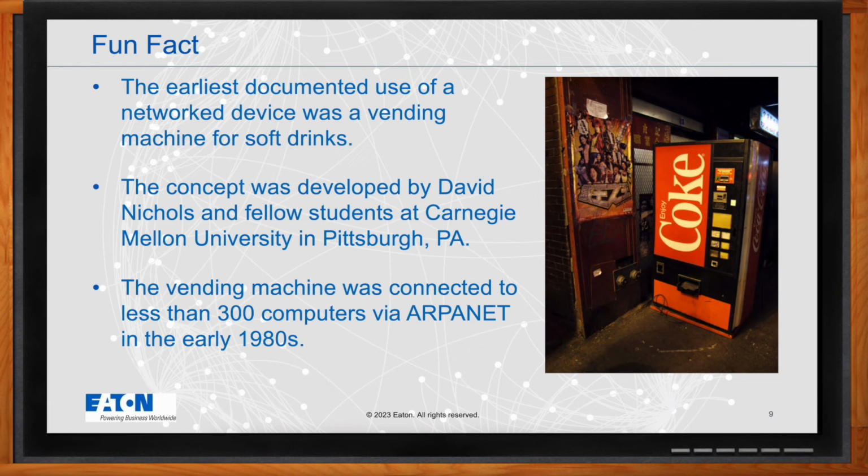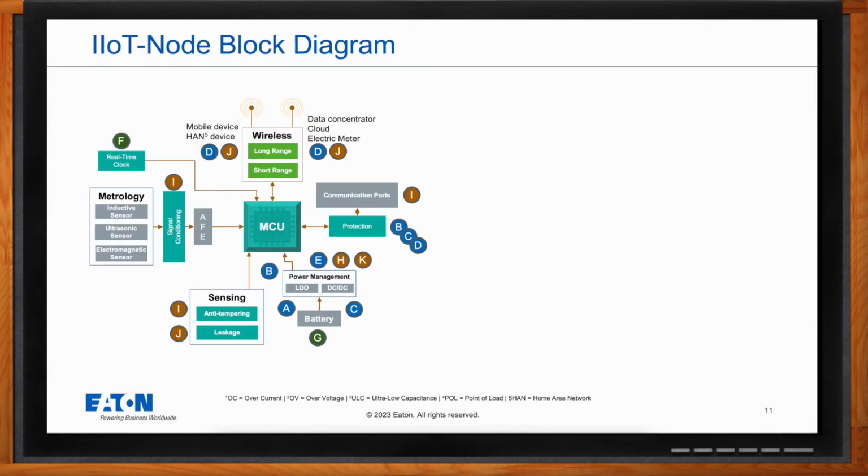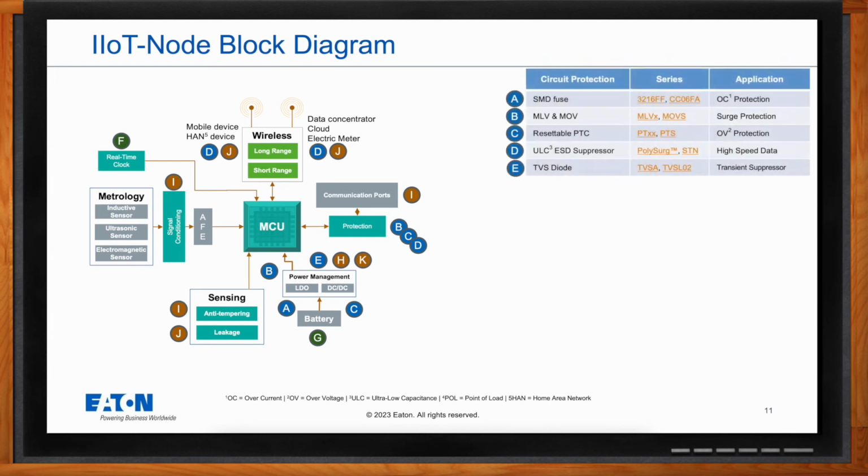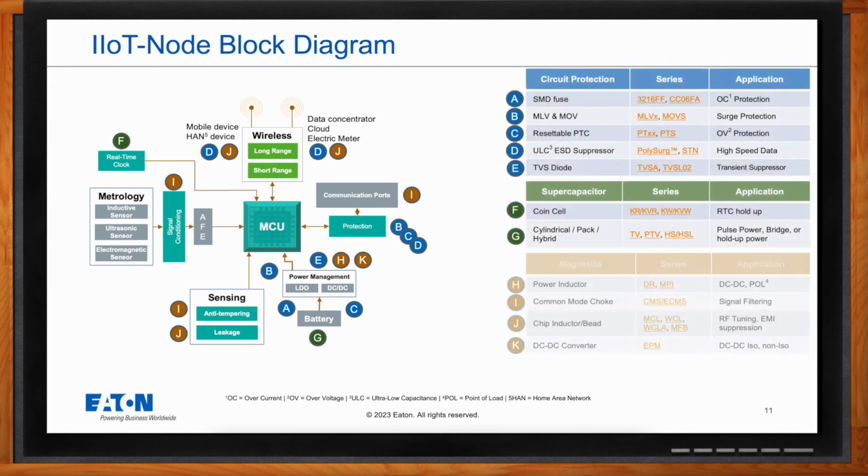I love that. Now, Mohammed, can we get into some of the details of these kinds of designs? Sure. Here is a block diagram of an IIoT node, which can be customized based on specific requirements. The components in the node are similar to those used in electronics design. For instance, circuit protection is crucial for ensuring the safety of electronic circuits, and magnetics play a role in maintaining noise-free power and communication design. Additionally, supercapacitors can be utilized for backup and auxiliary power, providing an ideal solution.